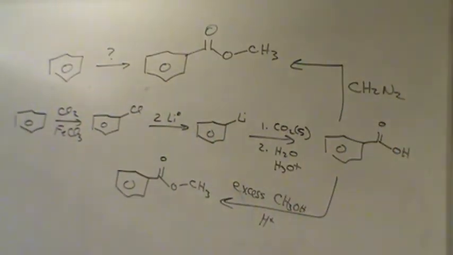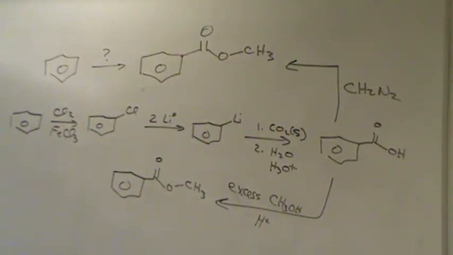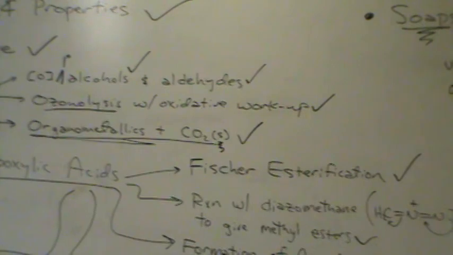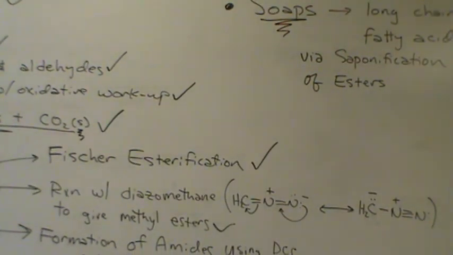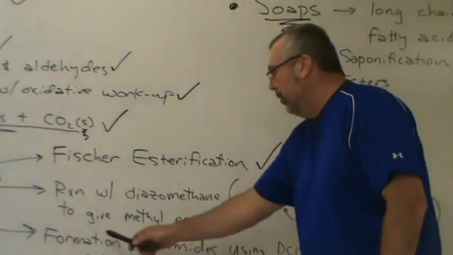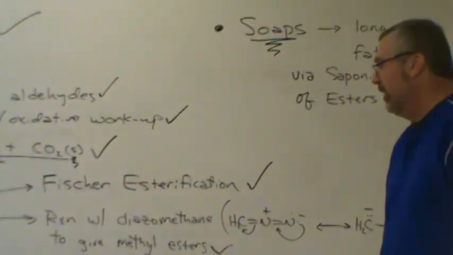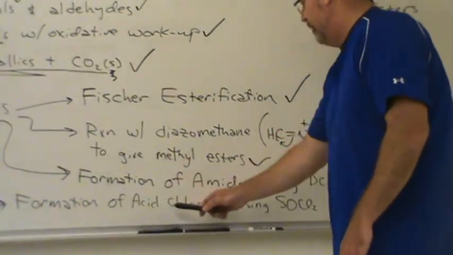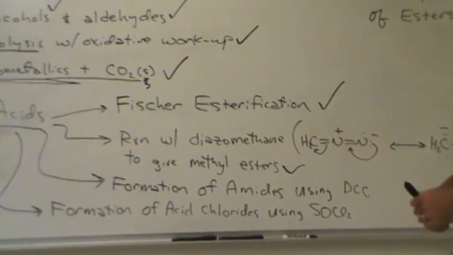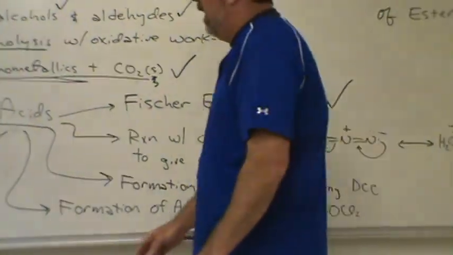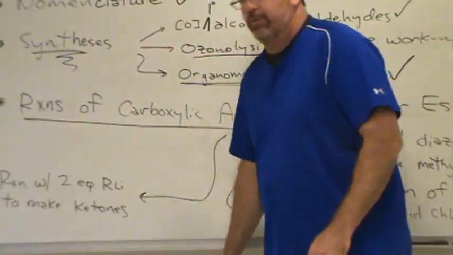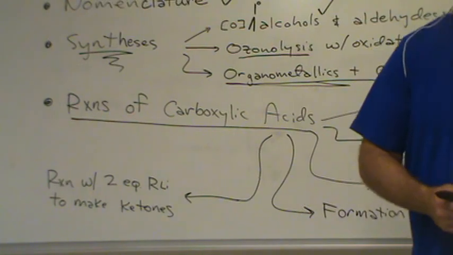All right. We have done quite a bit here. We have performed a Fischer esterification, and we've made methyl esters from diazomethane. There's only a couple more reactions I need to show you. One is the formation of amides using DCC, and the other is the formation of acid chlorides using thionyl chloride, and finally, the reaction of ketones using two equivalents of organolithium. And I'm going to show you those in just a moment.